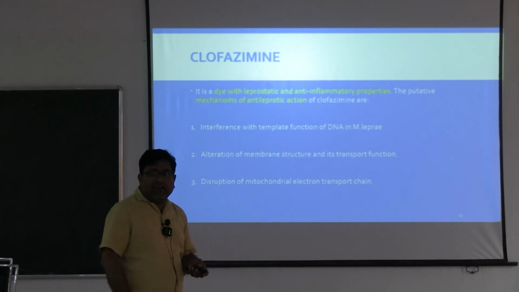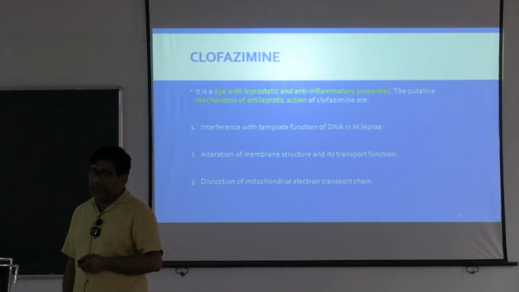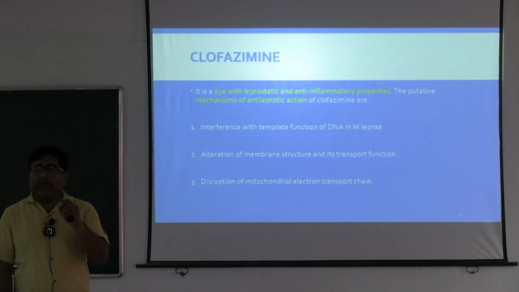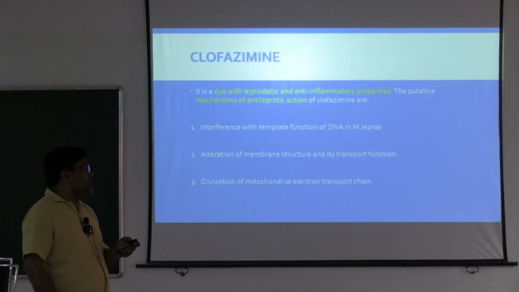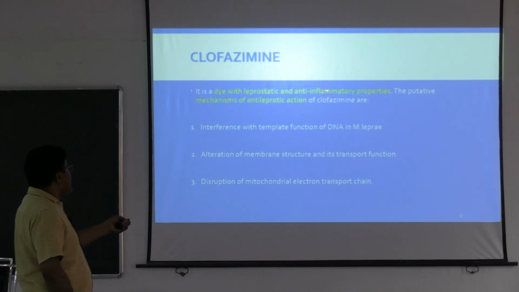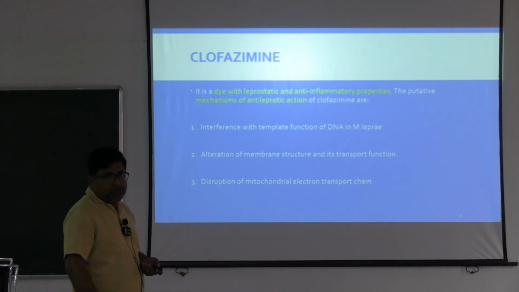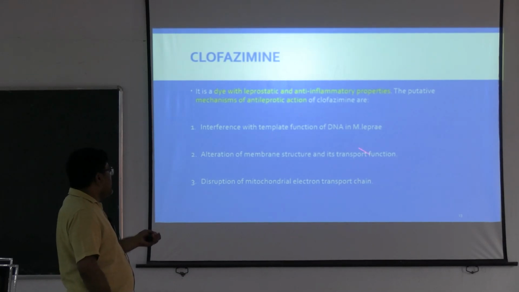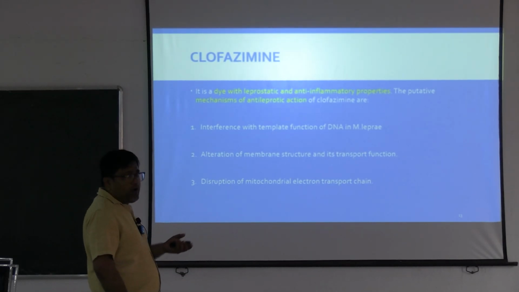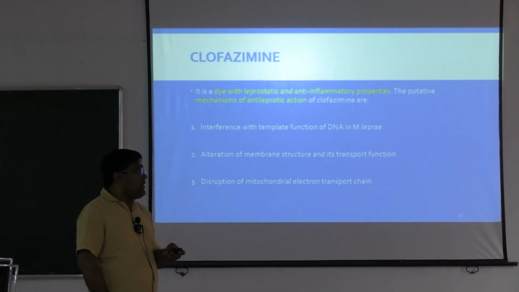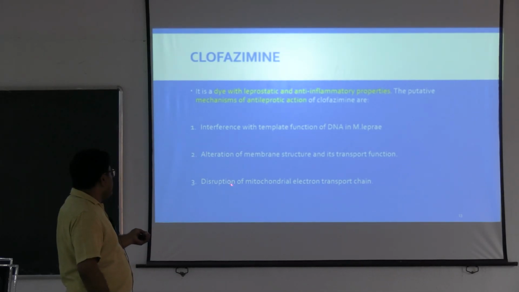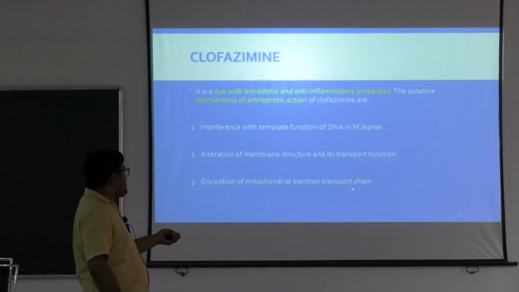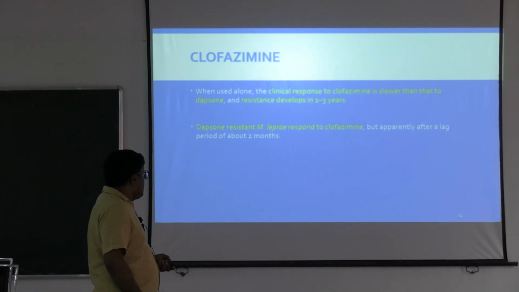Now coming to the second drug, Clofazimine. Clofazimine is basically a dye that shows leprostatic and anti-inflammatory property. Mechanisms of action are, number 1, interference with template function of DNA, number 2, alteration of membrane structure and transport function, and number 3, disruption of the mitochondrial electron transport chain.